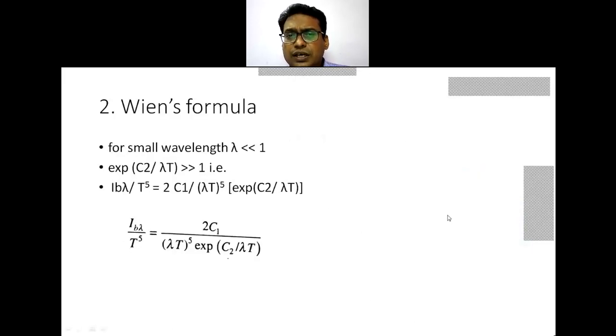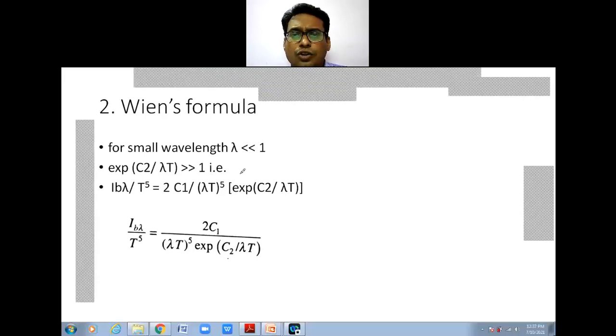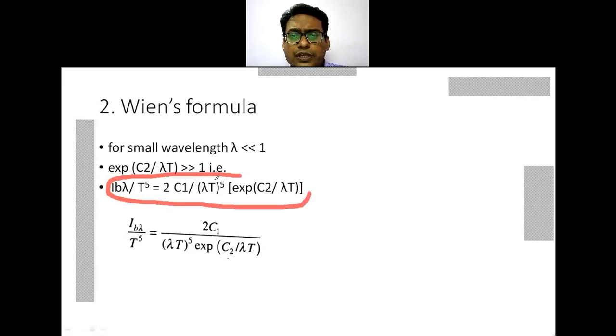So this is going to reduce to I_B lambda upon T raised to 5, which is equal to 2 times C1 upon lambda T into e raised to C2 upon lambda T. This is the same thing. I have provided the formulae so that they will not confuse you. This thing is same as this thing.